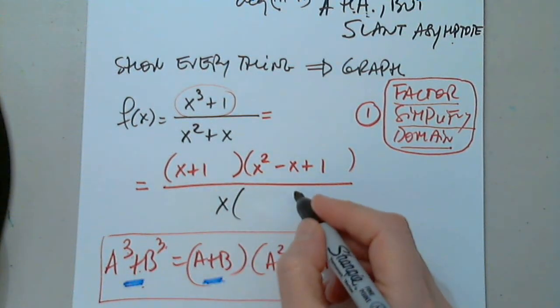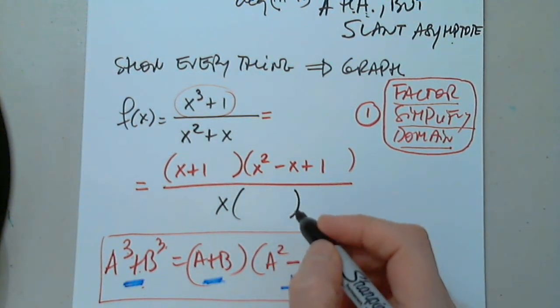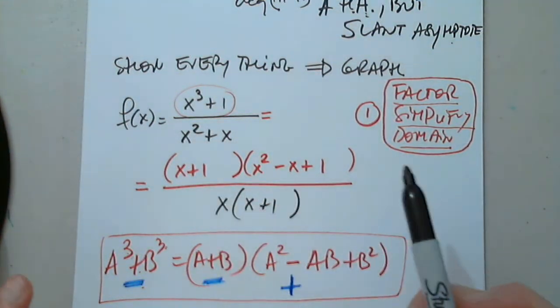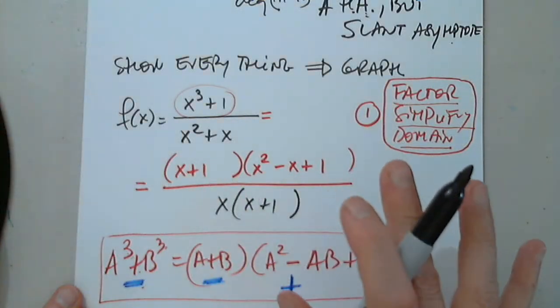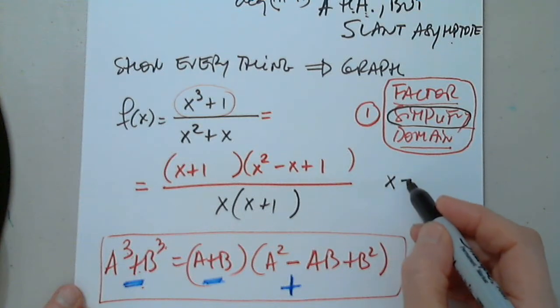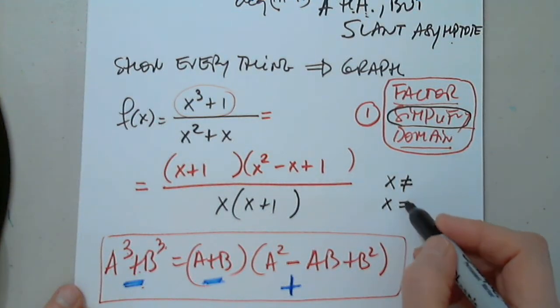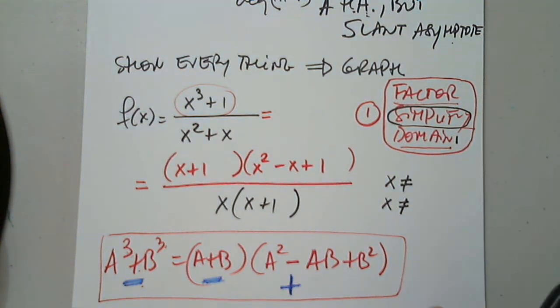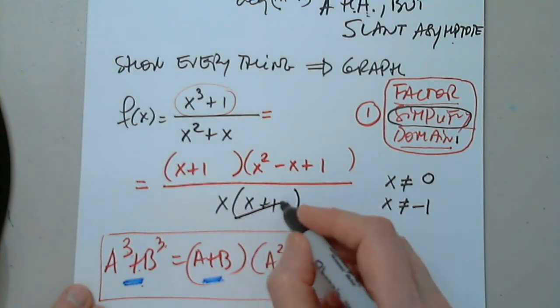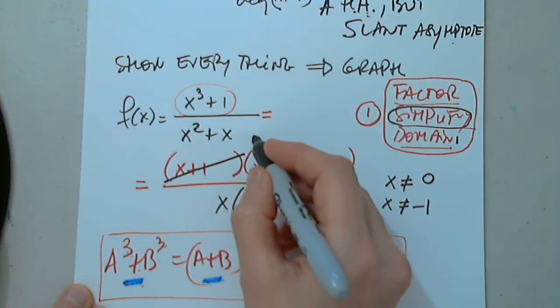So the bottom will be x plus 1. Very good. That one's just a simple one, just factoring out x. Do not simplify. You cannot simplify before you state the two restrictions. Because if you do simplify before you state the restrictions, your domain will be incorrect. So what are those? 0 and -1. And only now I can simplify.